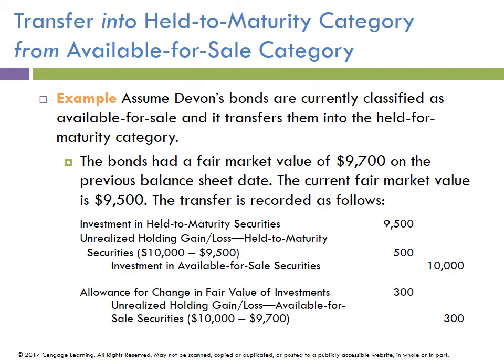And then they have to remove, there it is coming out. They're removing any unrealized holding gain or loss that was recorded. They reverse it. I'm sorry, I was wrong. They reverse that entry that was made.